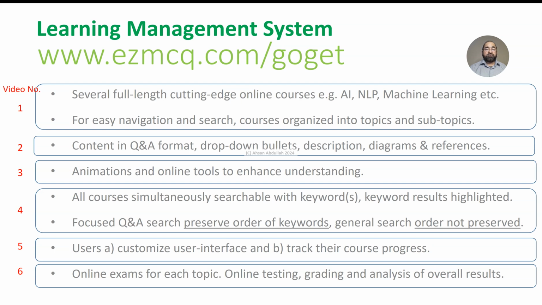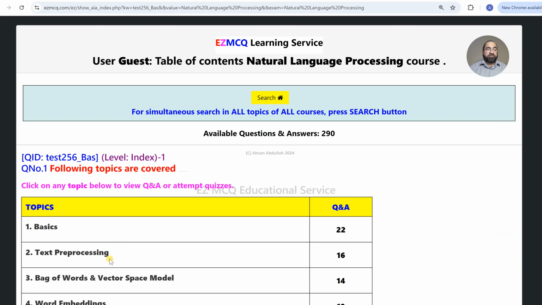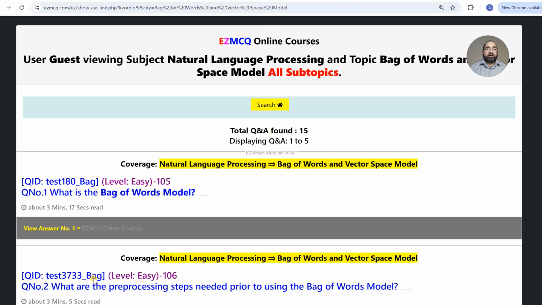So now we move on to the supporting website. As you can see, there are quite a few courses here, core computer science courses and other cutting edge courses with latest content. It's not outdated, it's latest content. References are also given with everything. So we move on to the course of our interest, which is natural language processing. And the topic of our interest is the bag of words model, which we have covered.